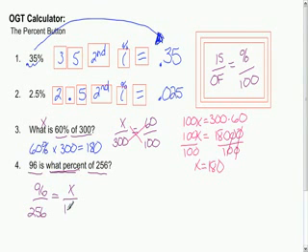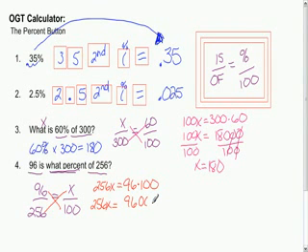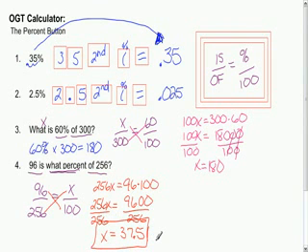So the x goes in the percent over 100. Again, once you get your proportion set up, cross multiply to solve. 256x equals 96 times 100. 256x equals 9600, and then divide both sides by 256, and you'll see x is equal to 37.5, and that's your answer.